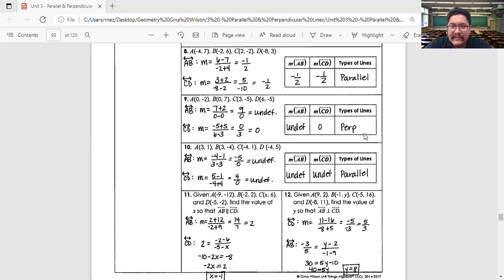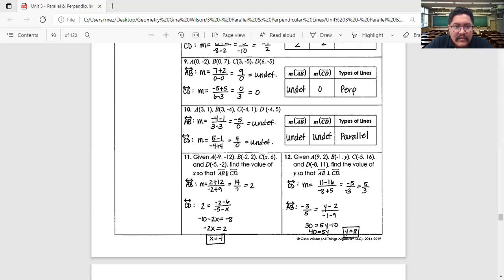Undefined is something specific. Anyway, let's go ahead and go over here. So number 10, we have 2 undefineds. And again, we do have an answer from this. The answer is that these 2 lines are parallel. And if we look at 2 undefined lines, that would look something like this, right? We would have 2 lines going straight up and down, and they would be parallel.